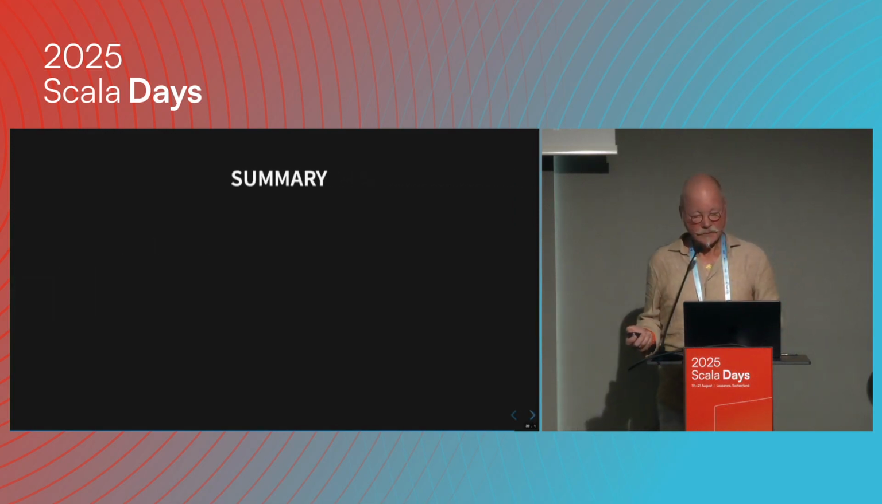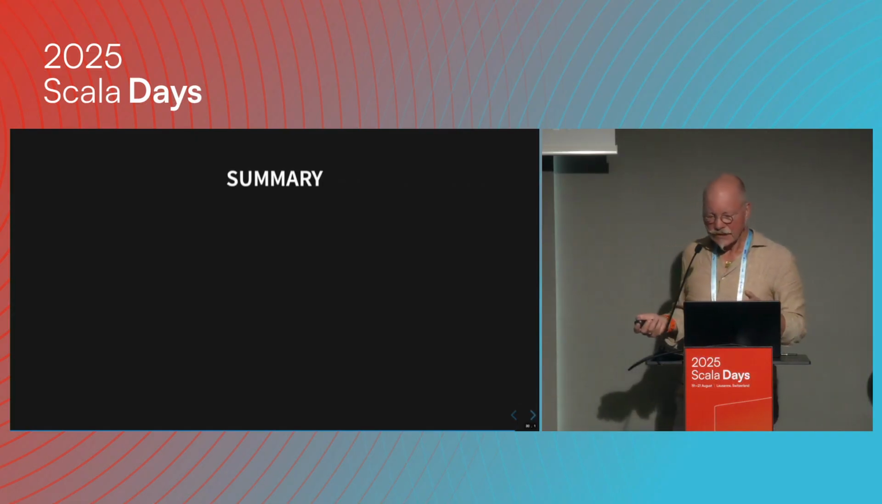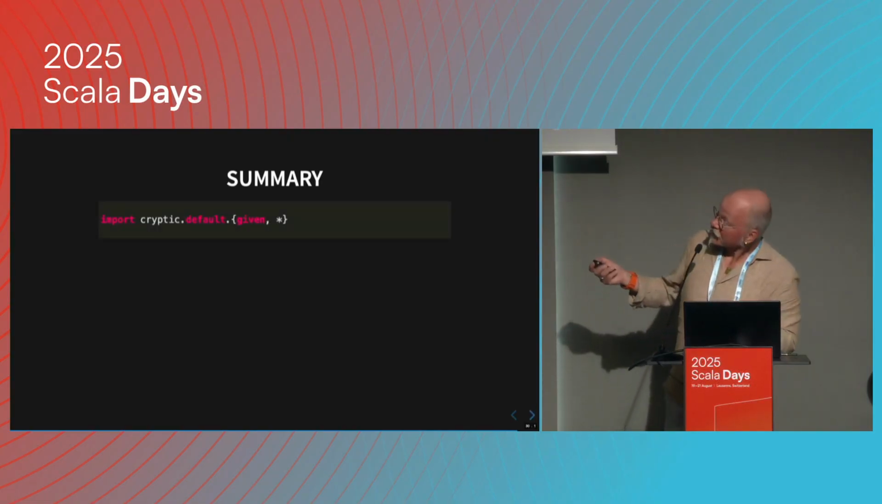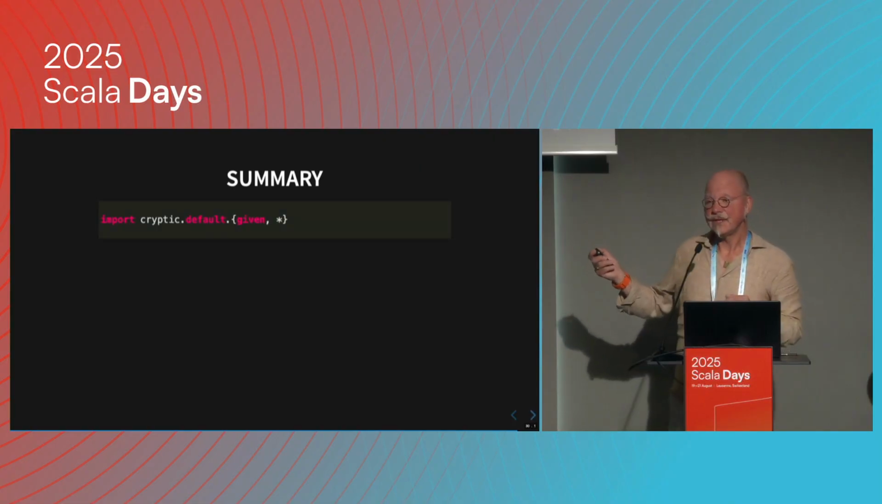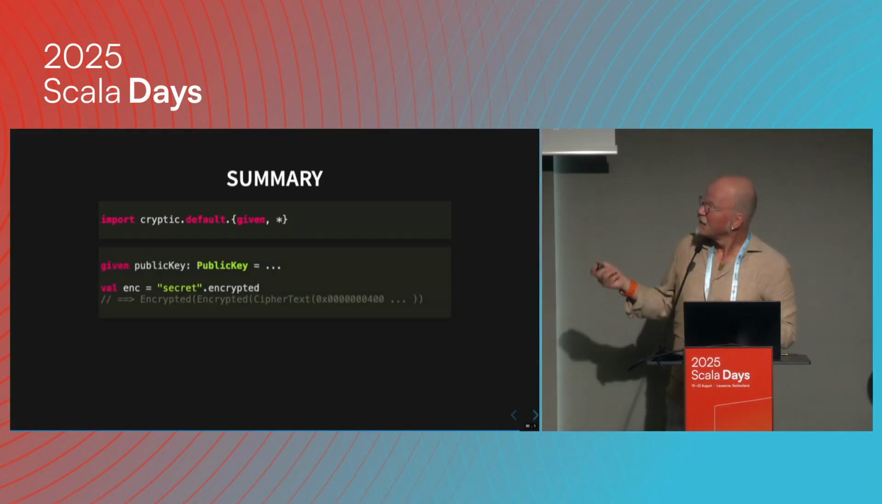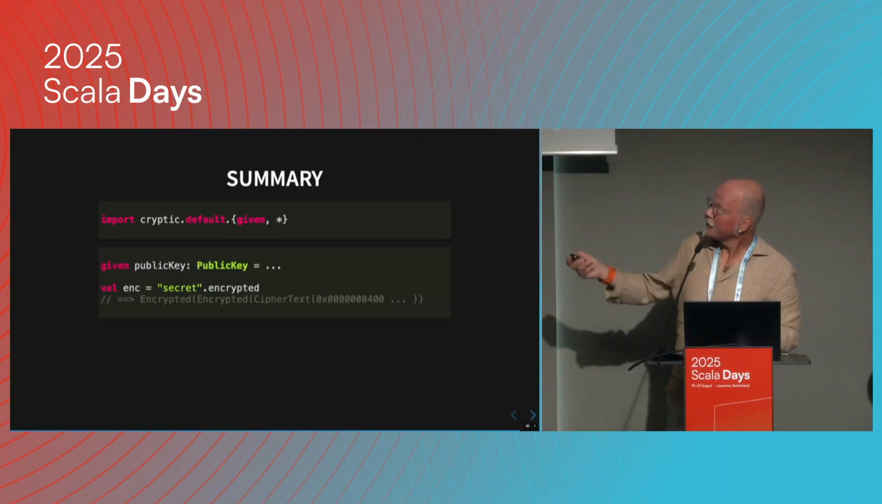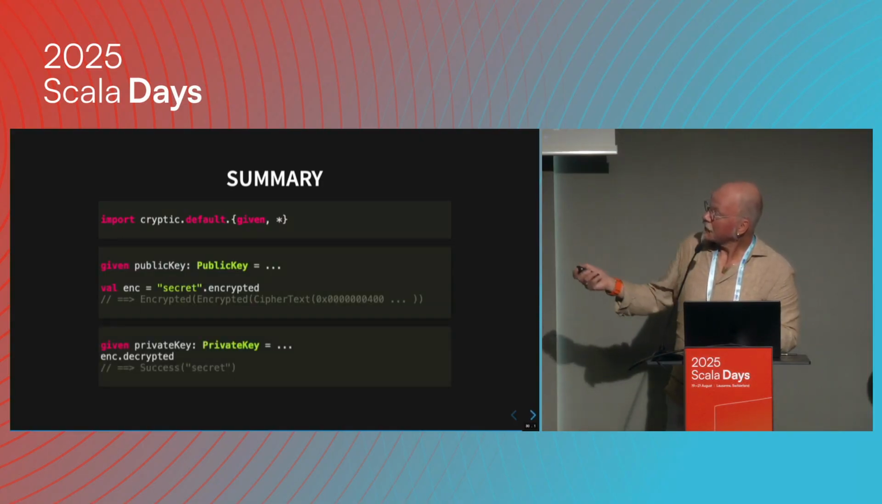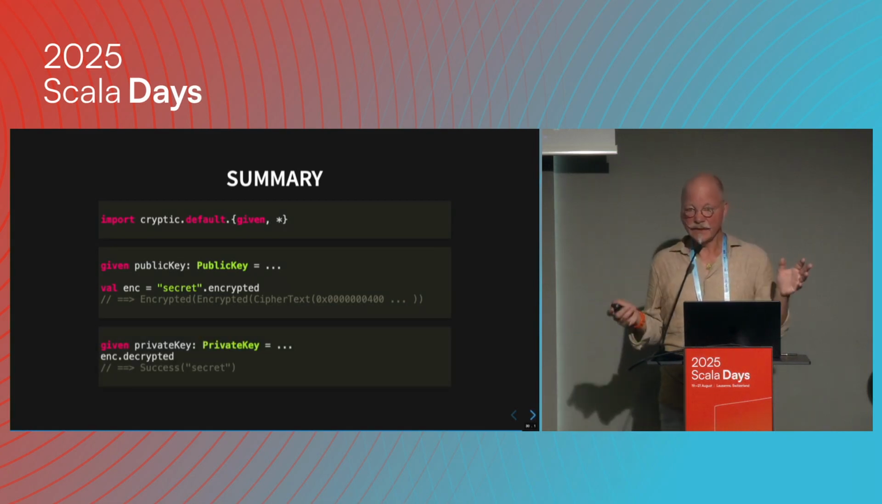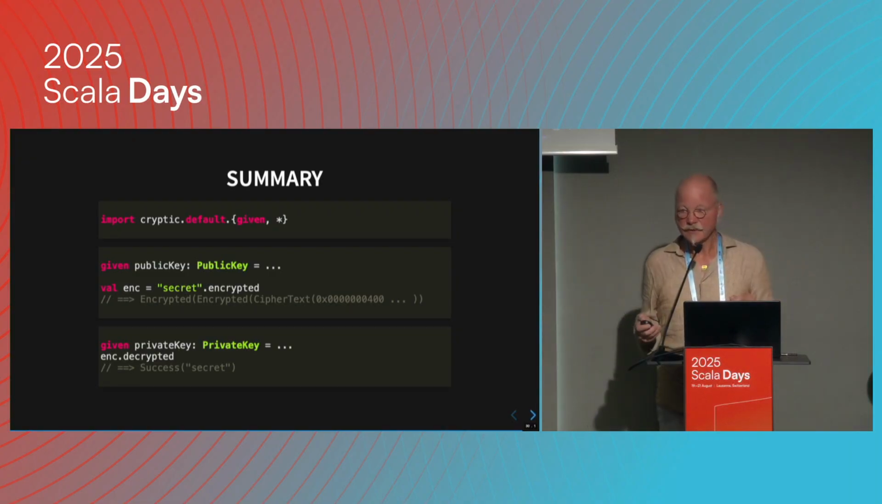Now, to summarize, if you're going to use Cryptic, the simplest way, you start by importing this. This will give you the RSA AES hybrid crypto. And then you need a public key, and you can do this. And to decrypt, you need a private key, and you can decrypt. And that's all I had to say about the Cryptic library.